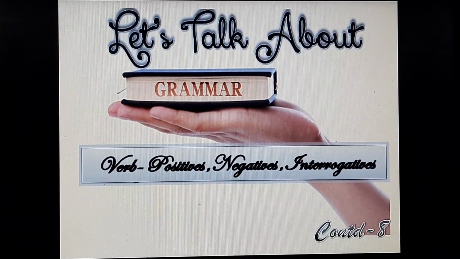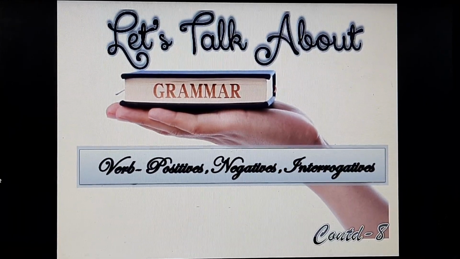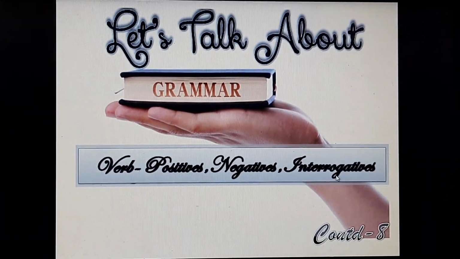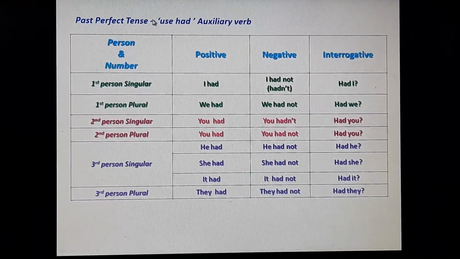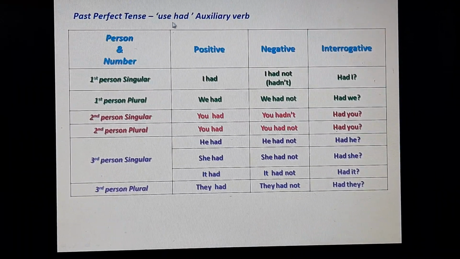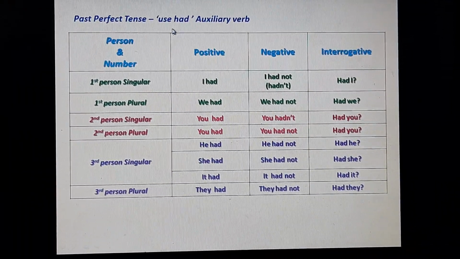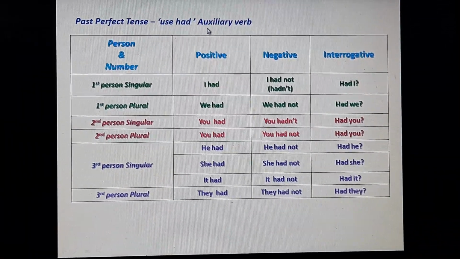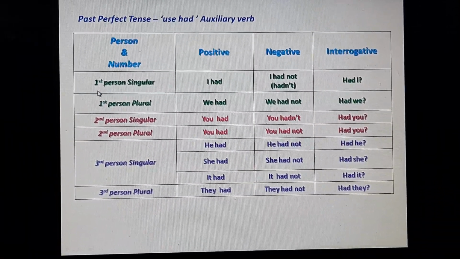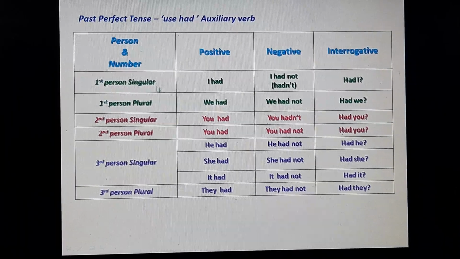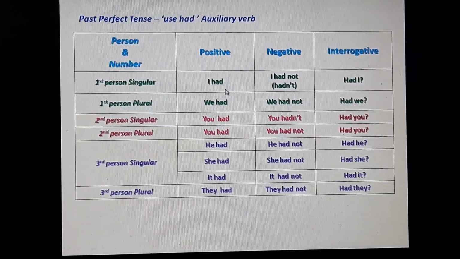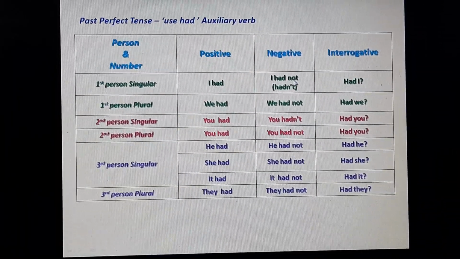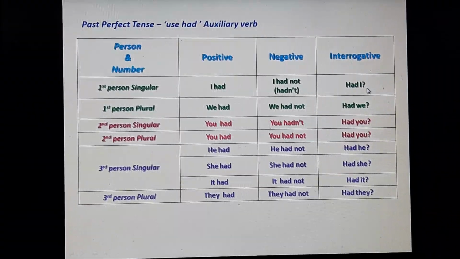Let's continue children. We shall see the negatives and interrogatives in the past perfect tense. We use the same auxiliary verb to have. The form will be had in the past tense. So now let's see in the first person singular. In the positive it is I had, negative I hadn't or I had not. In the interrogative, had I.